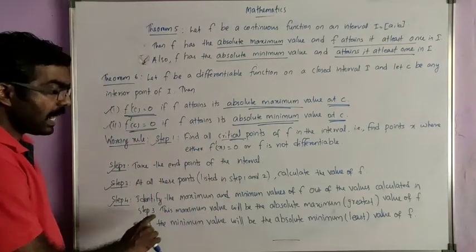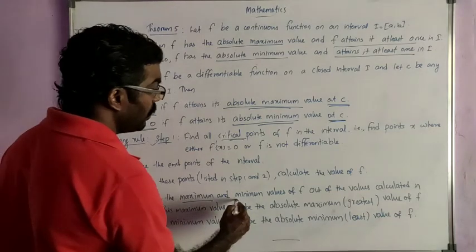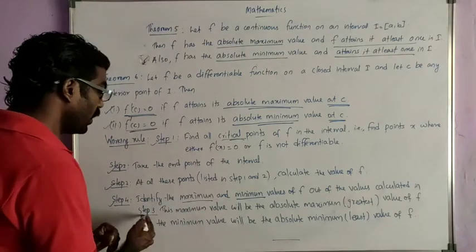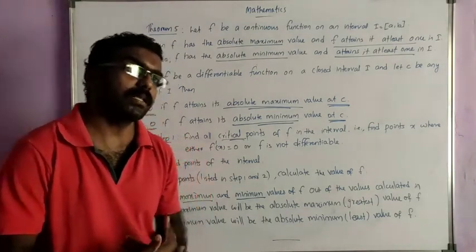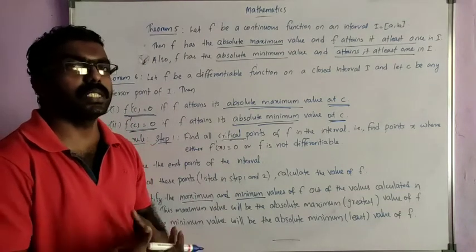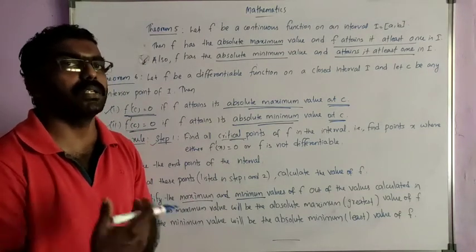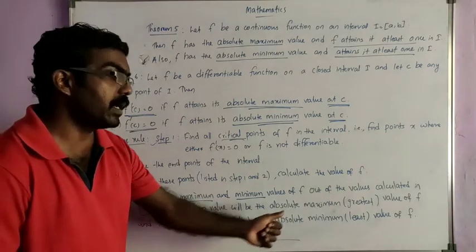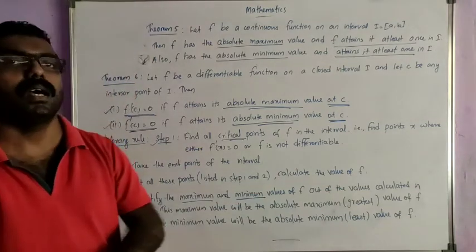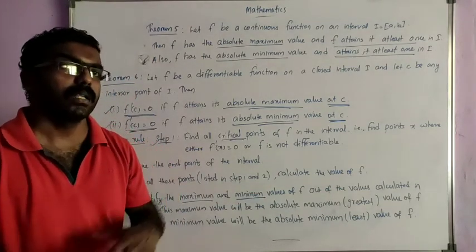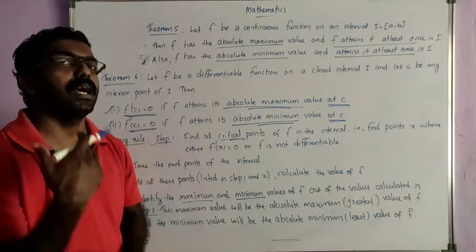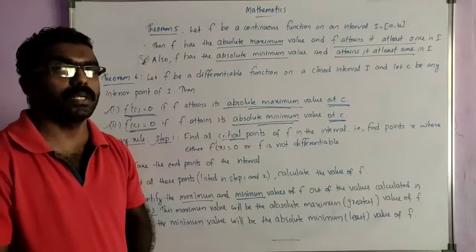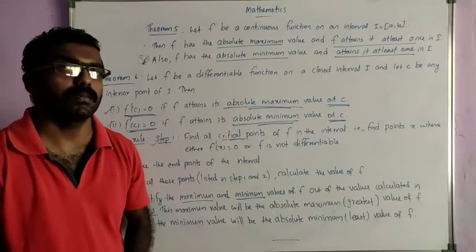The fourth step is to identify the maximum and minimum values of f out of the values calculated in step 3. In step 3 we get some values of f, so we have to check which one is greater or smaller. The greatest value among them will be the absolute maximum value and the least value among them will be the absolute minimum value. Clear?